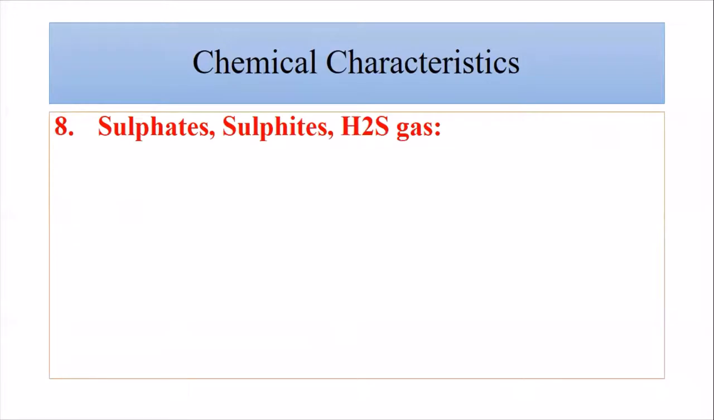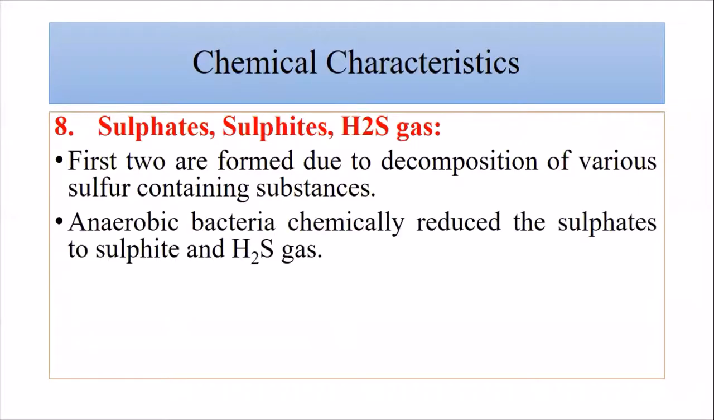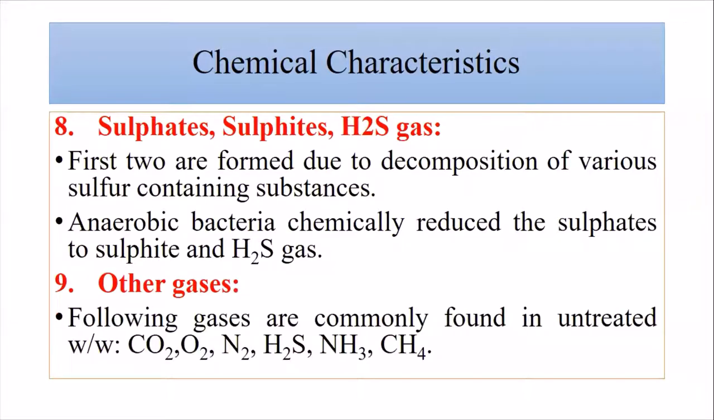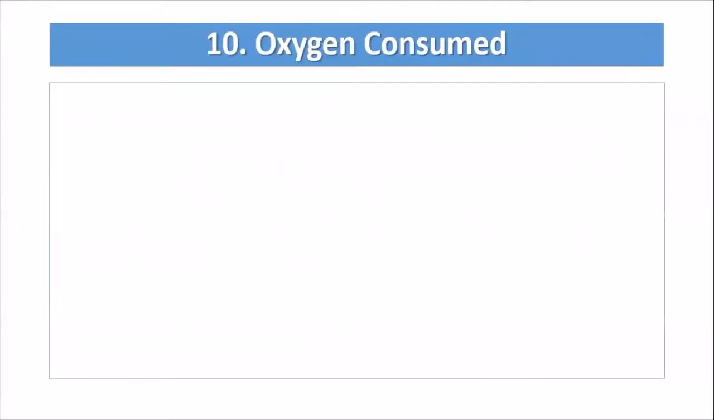Then sulfate, sulfide and H2S gases. The first two are formed due to decomposition of various sulfur-containing substances. Anaerobic bacteria chemically reduce sulfate to sulfide and H2S gases. Then other gases. The following are commonly found in untreated wastewater: CO2, O2, N2, H2S, NH3 and CH4.